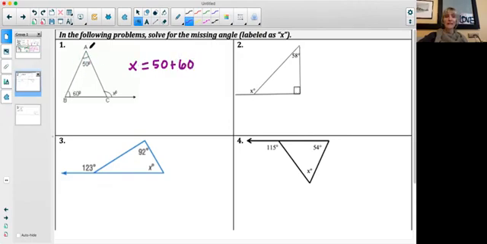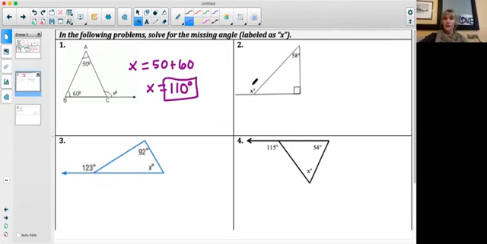Notice 50 and 60, angle A and angle B, are non-adjacent to this exterior angle. That's what we mean by remote interior angles. I need the two that are not adjacent to the exterior one I'm looking for. All I have to do is add those up, and my missing angle measure is 110 degrees.